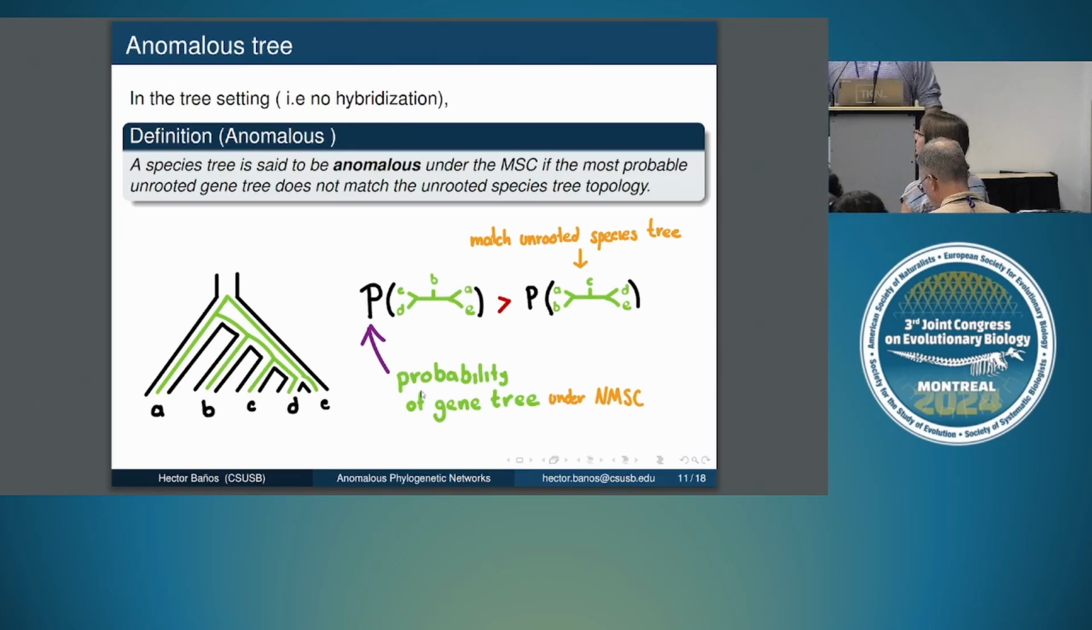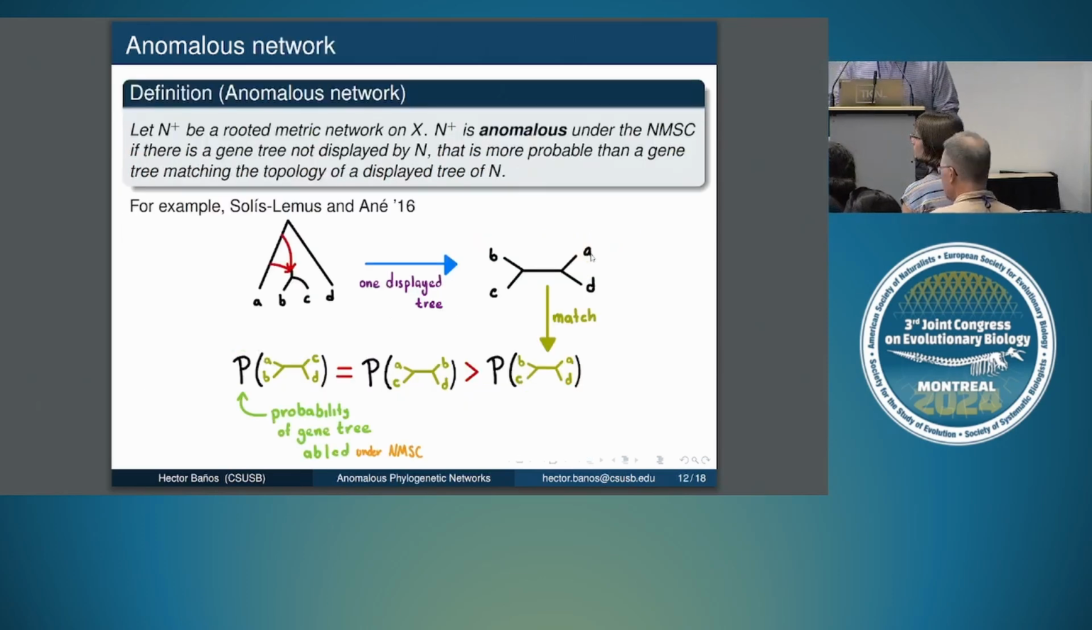Okay, so let me go back to no hybridization, so in a tree setting. We say that a species tree is anomalous if the most probable gene tree does not match the unrooted species topology. So here you have a depiction of a species tree and a coalescent gene tree generated. Here I have a silly example where the probability of a gene tree under the MSE is greater than the probability of the unrooted gene tree which matches the unrooted species tree. So in the network setting, we say, again a little bit informal, a network will be anomalous under the NMSE if there exists a gene tree that is not displayed, that is more probable than a gene tree that matches a display tree.